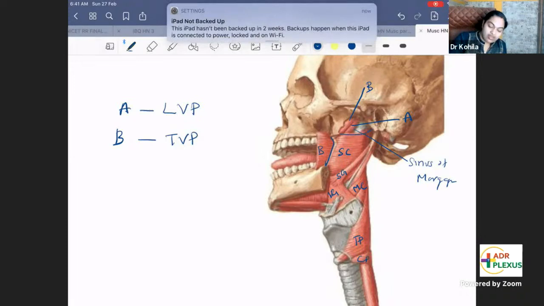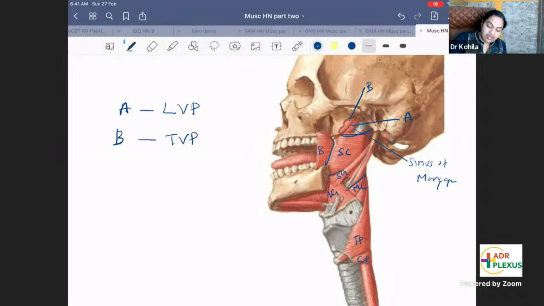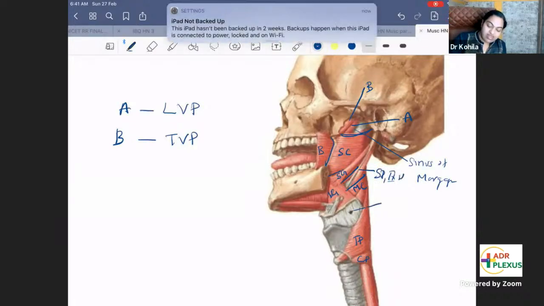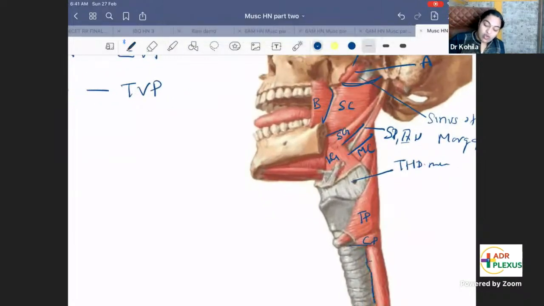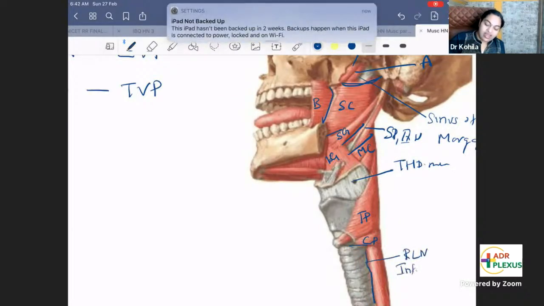So above the superior constrictor, the four structures. Between superior constrictor and middle constrictor, stylopharyngeus and the ninth nerve. Between middle constrictor and inferior constrictor, the thyrohyoid membrane, pierced by internal laryngeal nerve and superior laryngeal vessels. Below the inferior constrictor, remember I told you, the tracheoesophageal groove: recurrent laryngeal nerve and inferior laryngeal vessels. Okay.